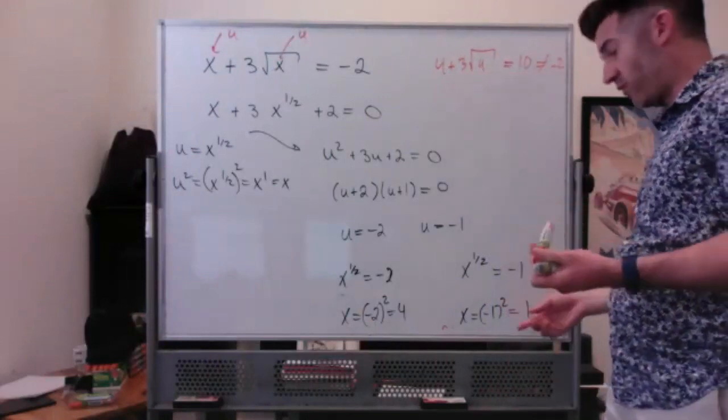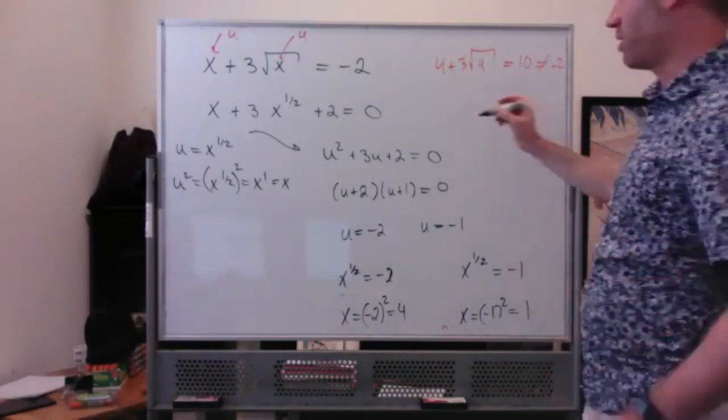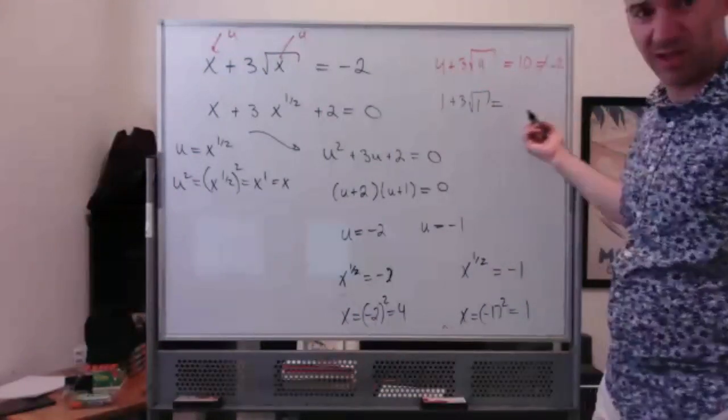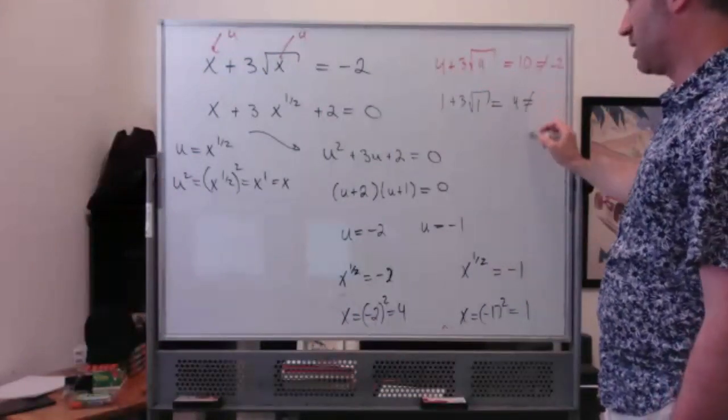And the same thing is true if we plug in 1. If you try plugging in 1 plus 3 times the square root of 1, that is equal to 1 plus 3, which is not equal to -2.